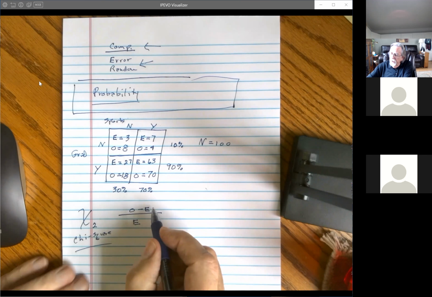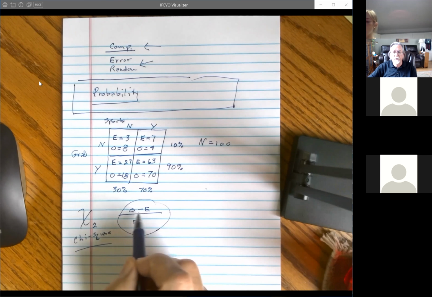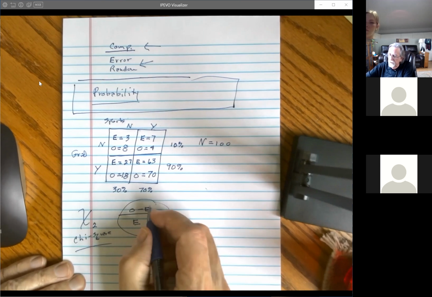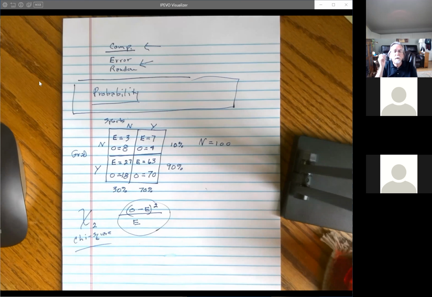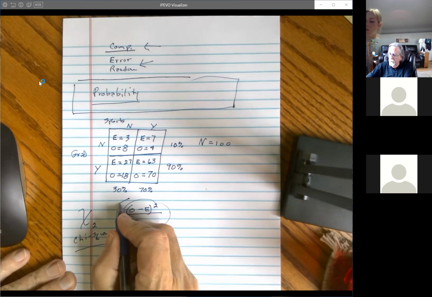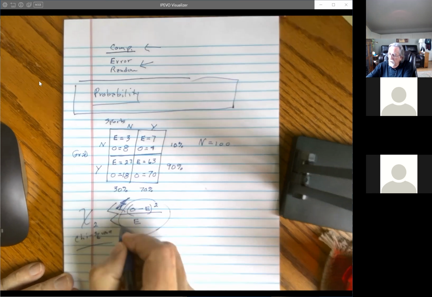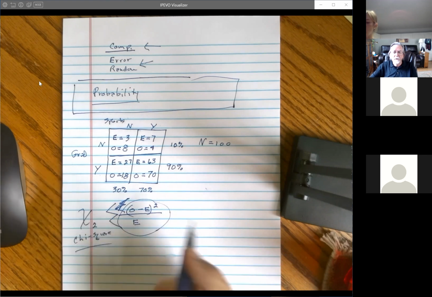Now, I have to do some finagling here. If we just do observed minus expected up here, we're going to sum to 0 because there was 100 observed and 100 expected. And so we have to square these things up here. And since we've got 4 cells, I have to sum across each cell, all 4 cells. And that's chi-square.